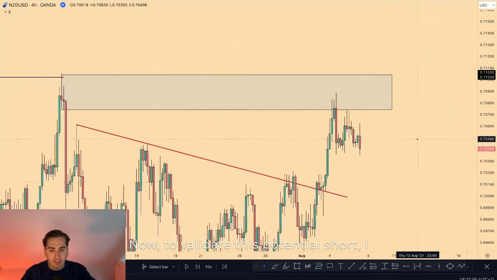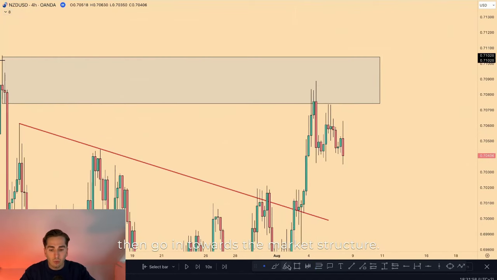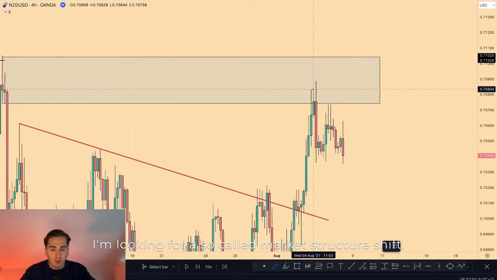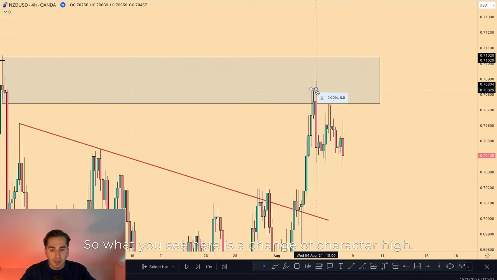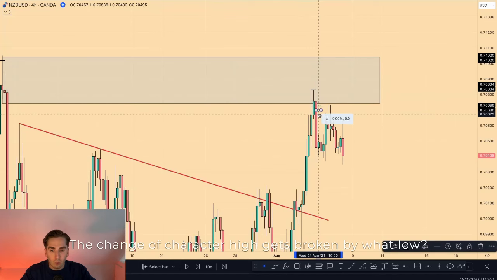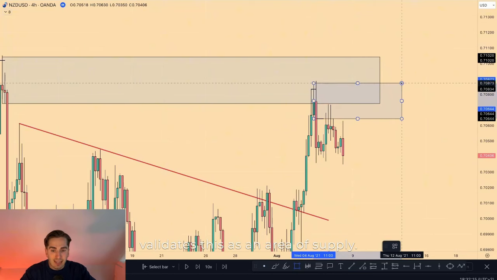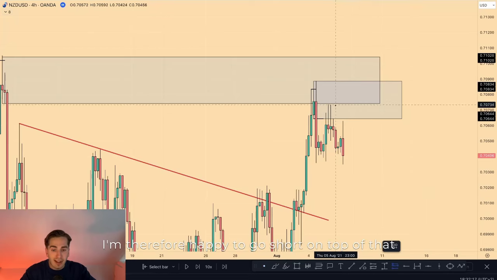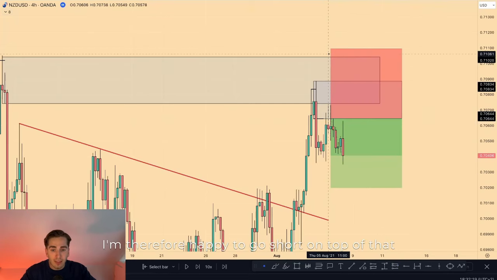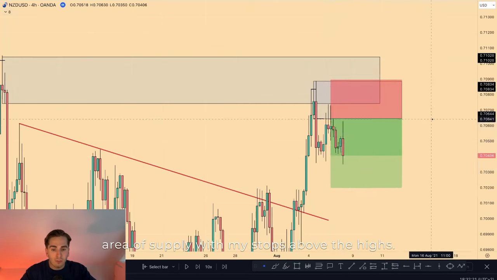Now, to validate this potential short, I then go in towards the market structure. I'm looking for a so-called market structure shift. So what you see here is a change of character high. The change of character high gets broken by what low? The low of this bullish candle over here. So for me, this validates this as an area of supply. I'm therefore happy to go short on top of that area of supply with my stops above the highs.